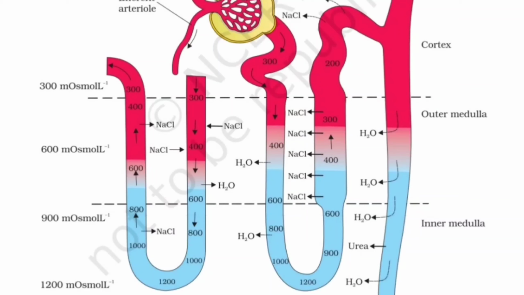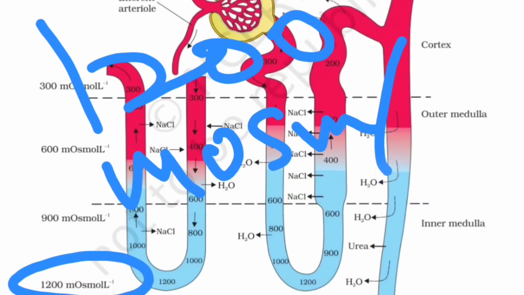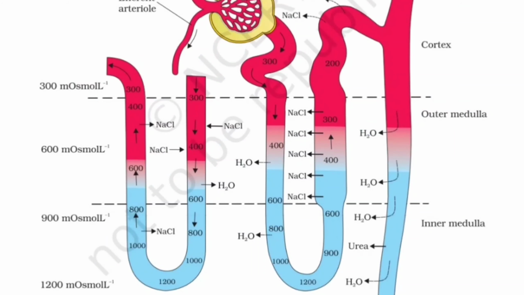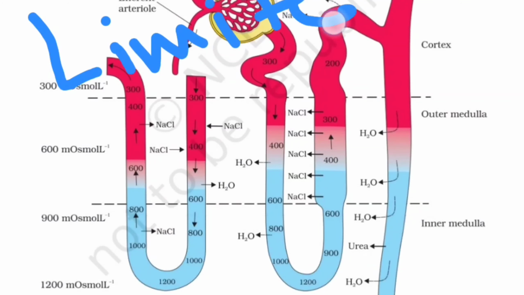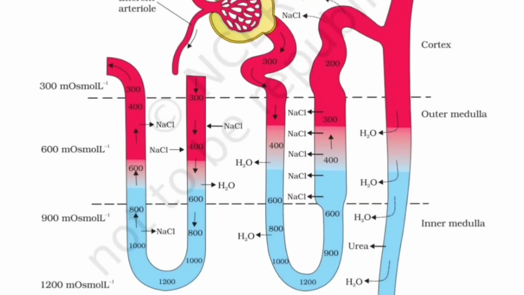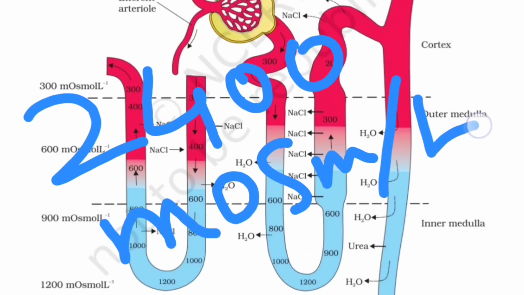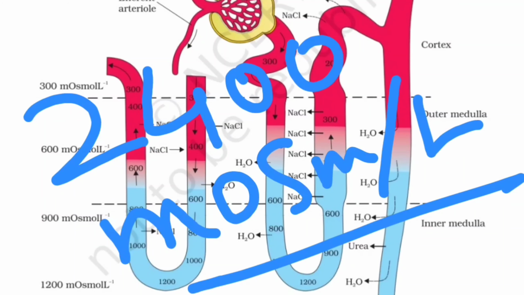Now, what is the final concentration of the formed urine? It will be 1200 milliosmol per liter. But one extra thing I want to tell you, please do remember, in limited fluid intake, the human urine can go as concentrated as 2400 milliosmol per liter.